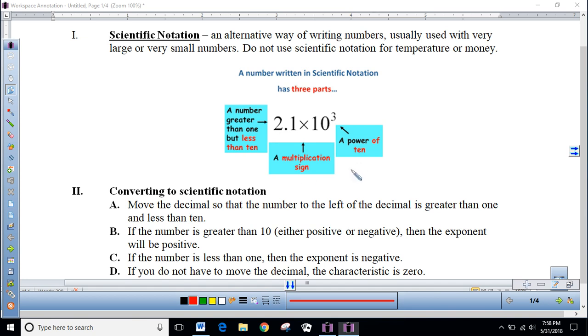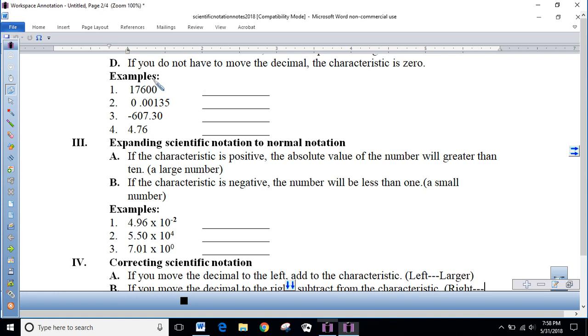Scientific notation is very easy. You'll learn to use it with your calculator, but you also need to learn to use your brain a little bit. So we're going to be putting these numbers in scientific notation, and we're going to be taking numbers out of scientific notation and putting them back into a regular number.